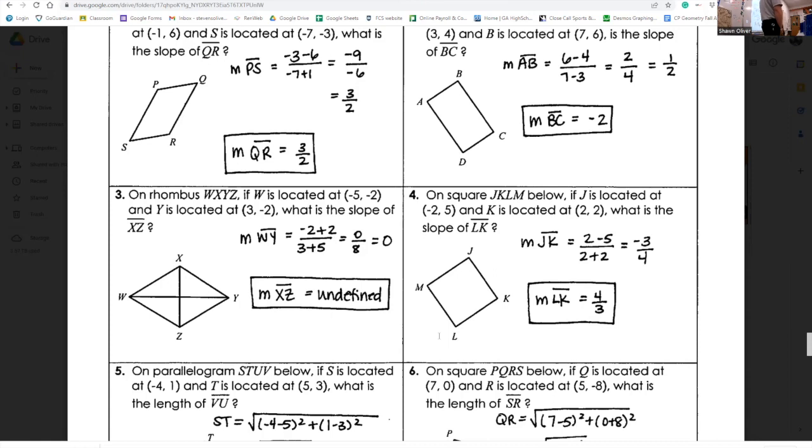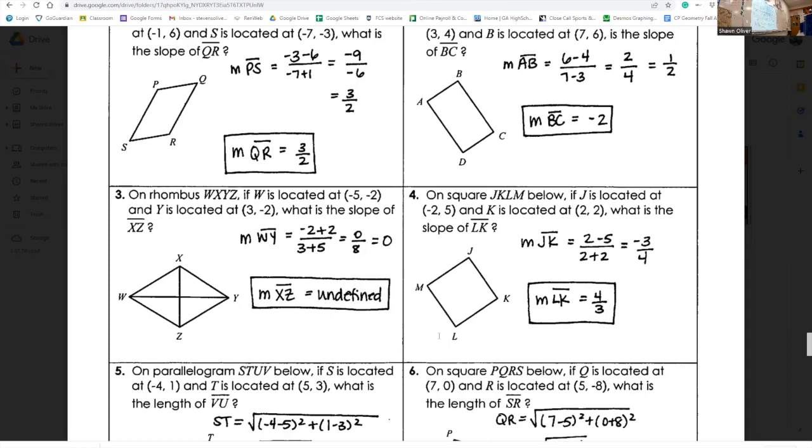Correct. Like this one was at negative 3/4. The opposite reciprocal was 4/3. But that only works in rectangles, squares, and the diagonals of rhombuses. You always do the reciprocal if it wants you to. It's all about what it asks.